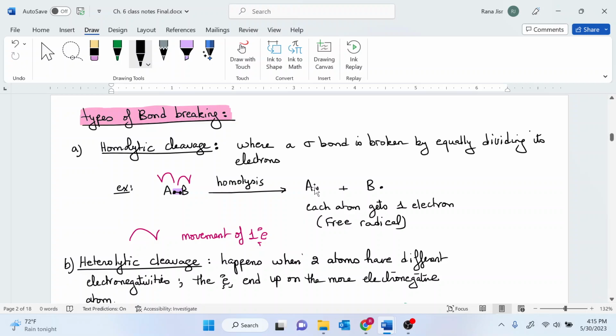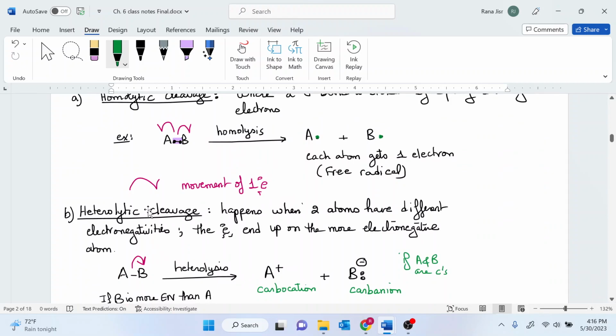So what you're going to form here is products that are called free radicals. It's a free radical because it has one electron in there. So each one of these components that make up the reactants will end up carrying just one electron. So they won't be octet. The product here is not going to be stable in this case.